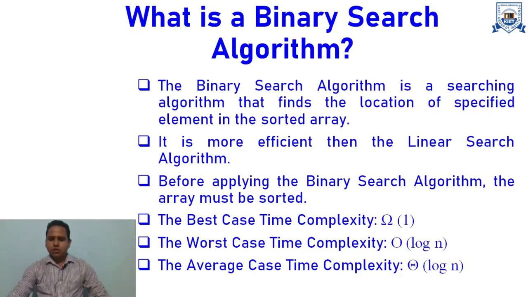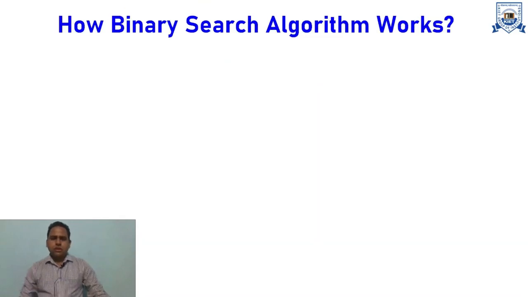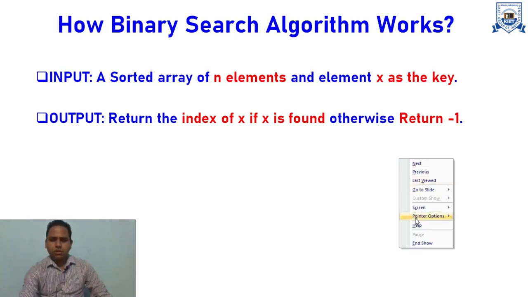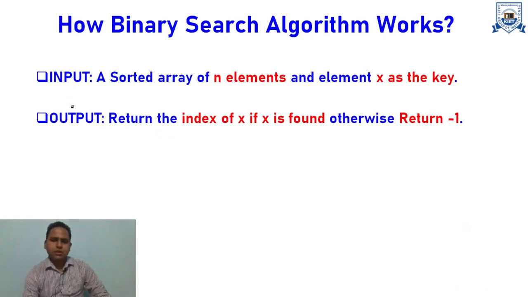Now moving on, let's see how this binary search algorithm works. We are first writing the algorithm. If you understand the algorithm very carefully, you can easily write the code for it also. What is the input to binary search? Suppose we have n elements in the array. All the n elements must be sorted, so we must have sorted array elements.